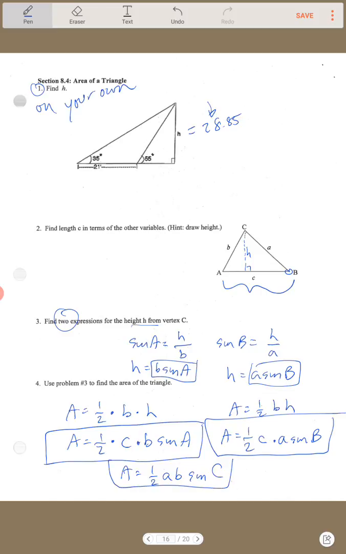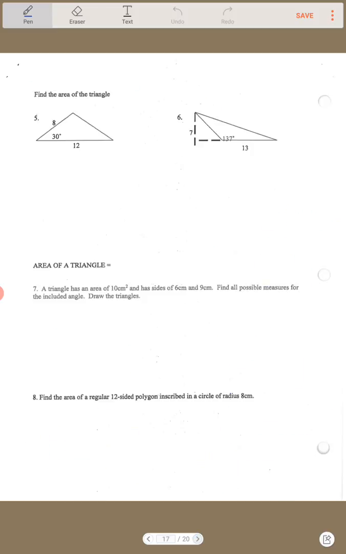Okay. The main idea is that when you want to find the area of a triangle, keep in mind that you're multiplying half times the base. Just do the bottom side and also multiply it by a side length times sine of the given angle. Link those two things together. Okay? That's the main idea behind area. Let's take a look at our next page.